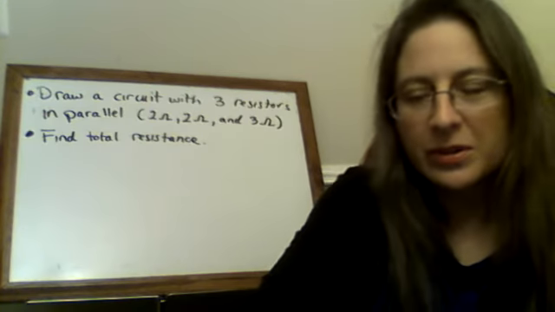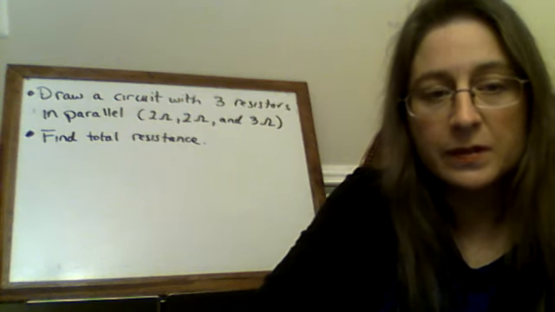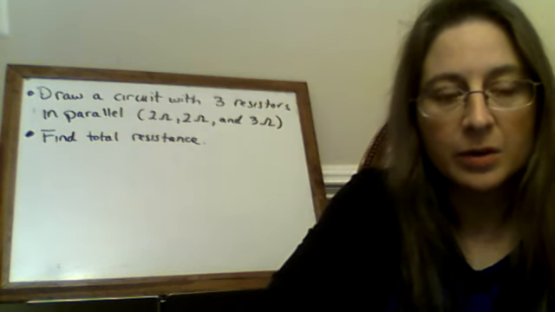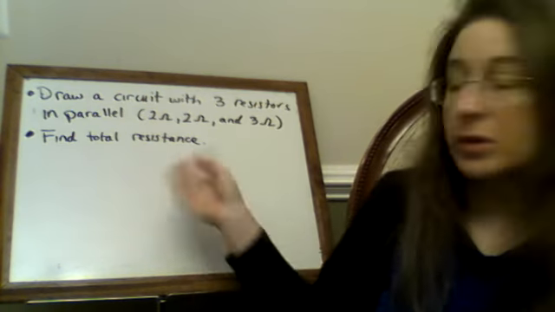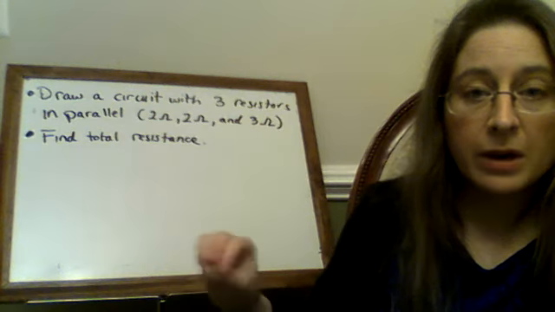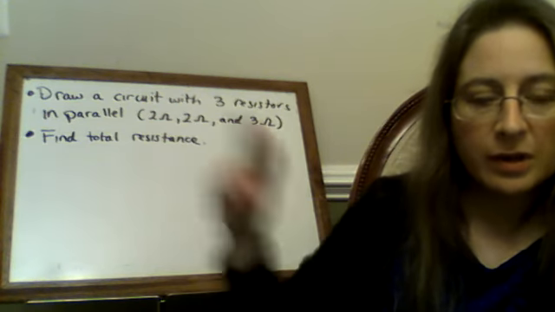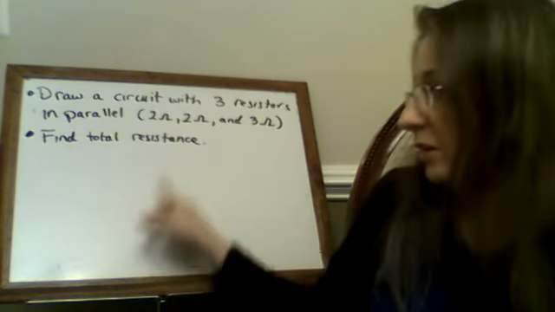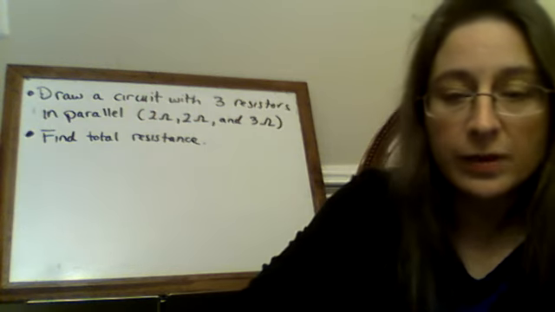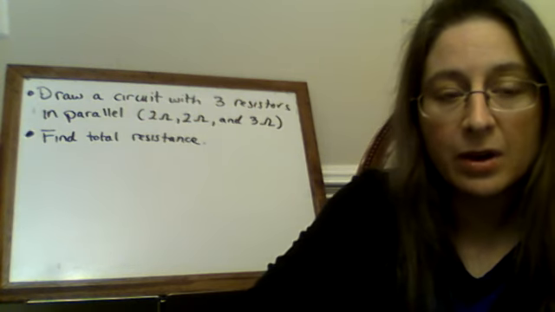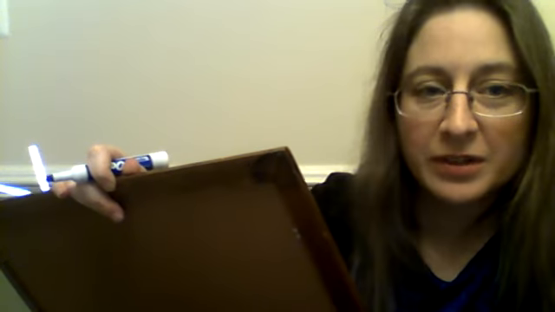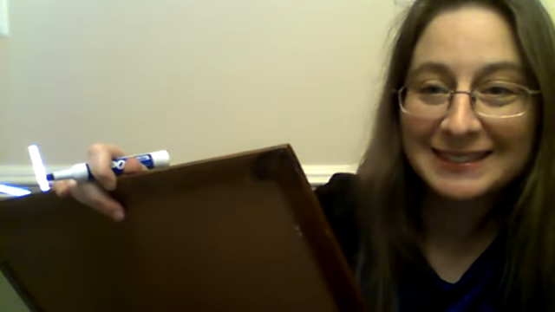All right, I need to change my board again. Okay, so now I want you to look at this problem and then hit pause and try your best, and then we'll come back and talk about it. So draw a circuit with 3 resistors that are in parallel, a 2 ohm, another 2 ohm, and then a 3 ohm in parallel, and then find the total resistance for that circuit. And hit pause, and then we'll come back with an answer. Oh, I should tell you there's a 6-volt battery.